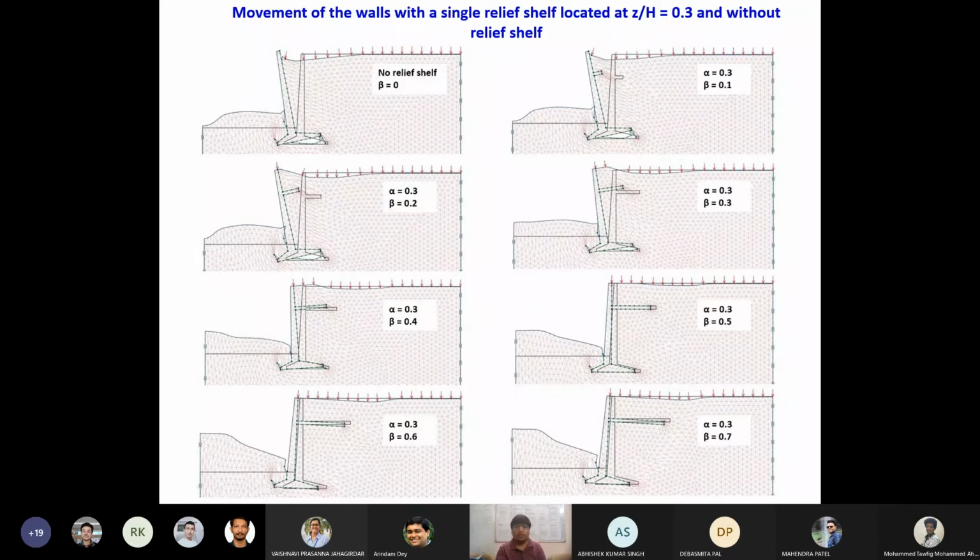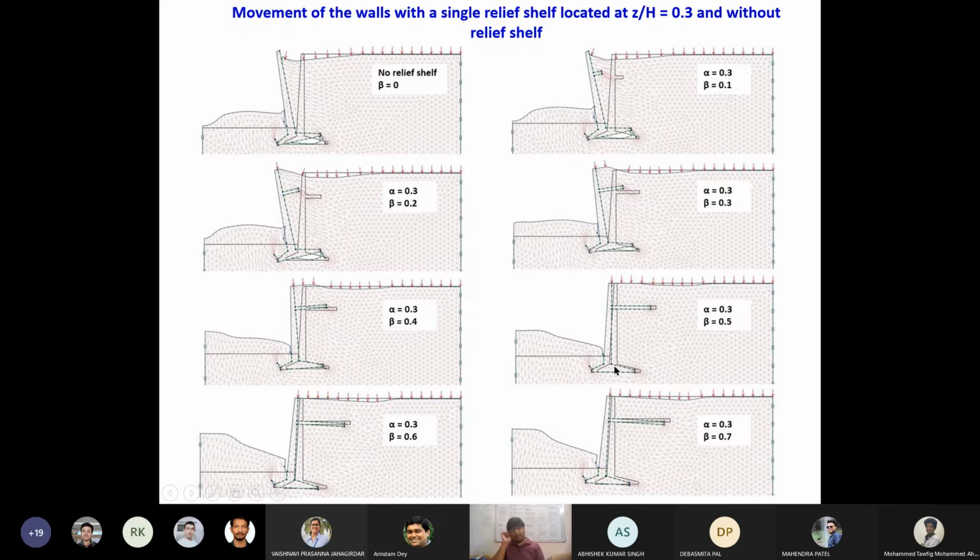Another interesting point to note is that without the relief shelf, the backfill settlement has this kind of trend over here. But if you keep increasing the width of the relief shelf, you can see a horizontal backfill surface, a horizontal backfill profile over there. And due to this introduction, the settlement you can see is much farther away from the wall stem.